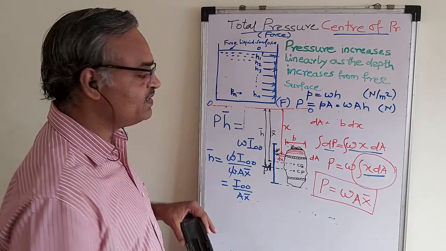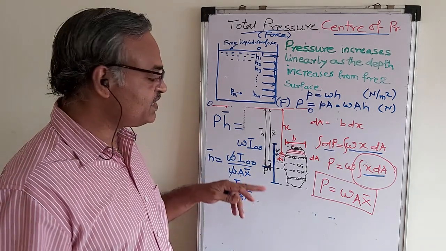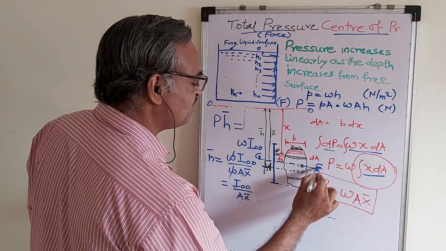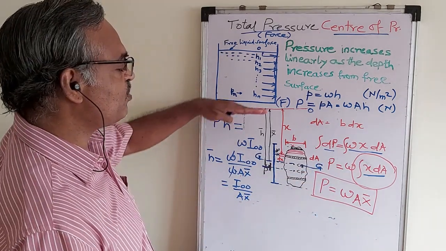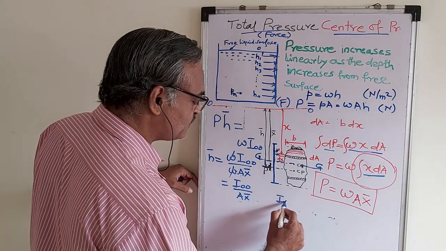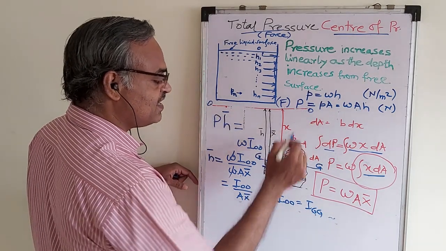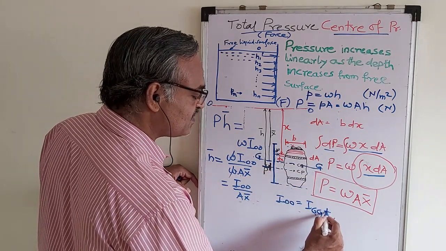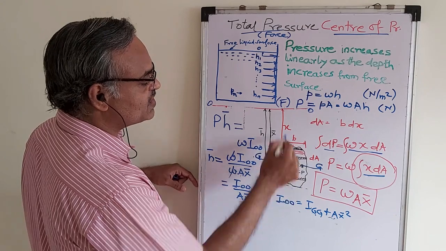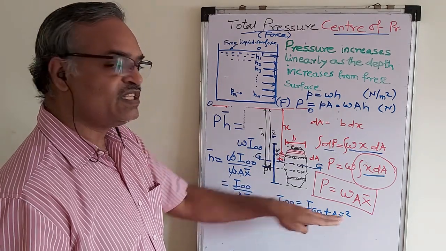What is I_OO? Moment of inertia at this axis. But most of the time, we know the formulas for moment of inertia passing through its own centroid. So this is another axis, say GG. Now I can transfer the moment of inertia from this axis to this axis. How? With this formula: I_OO is equal to I_GG, that is, moment of inertia at this axis is equal to moment of inertia at this axis plus A into x bar square, area of this body A into square of distance between them. So the distance between this and this axis is x bar.